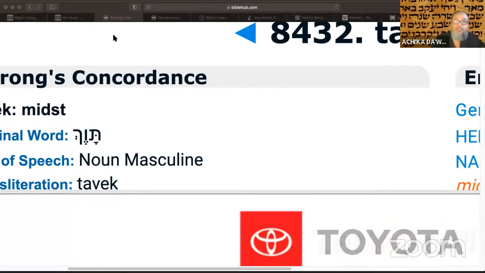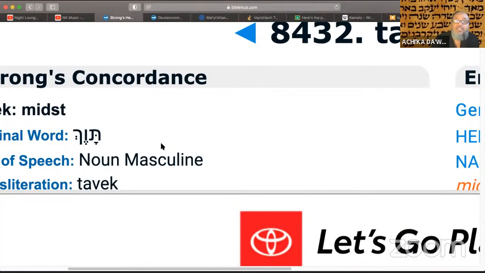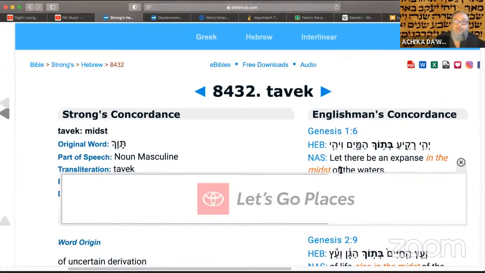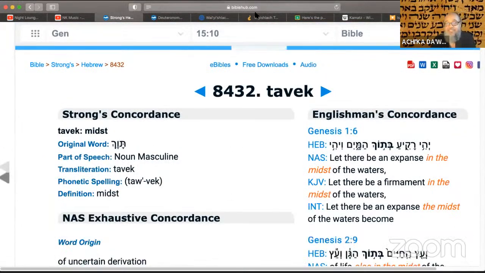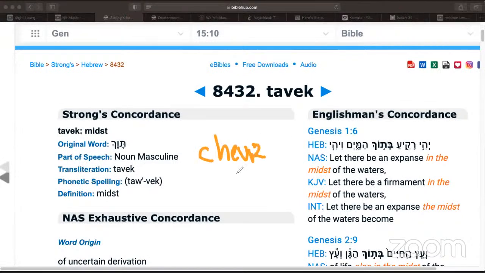Go look it up. Go to Home Depot and look up what insulation is in a house, and it's called tavek. Okay. The gas station. You guys ever heard of Chevron gas station? Yes. Well, guess what the real name is?